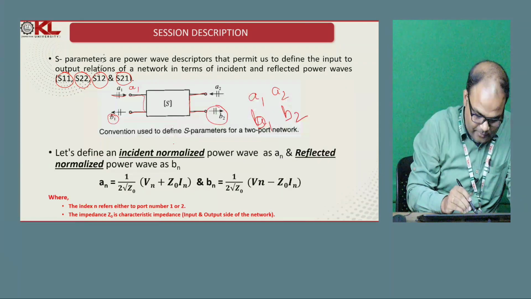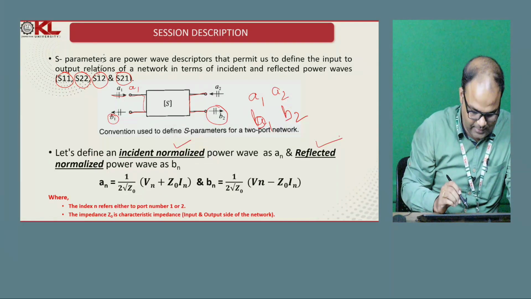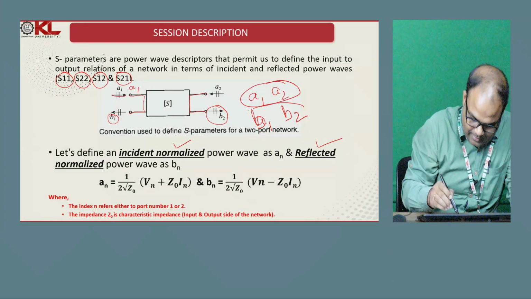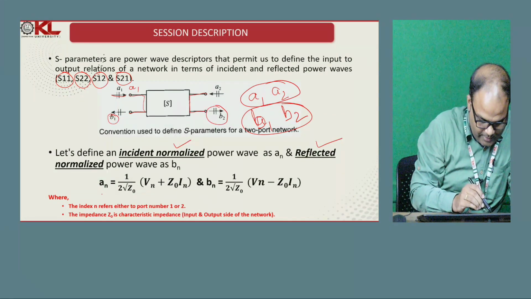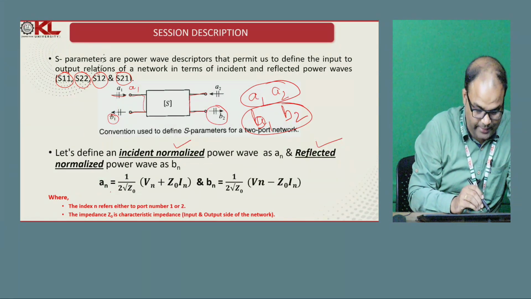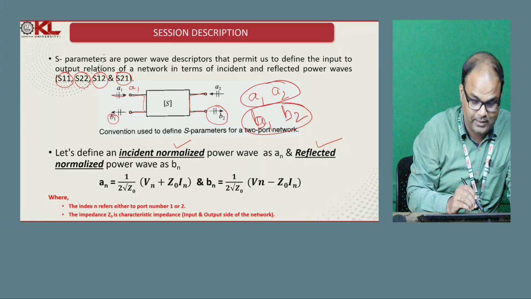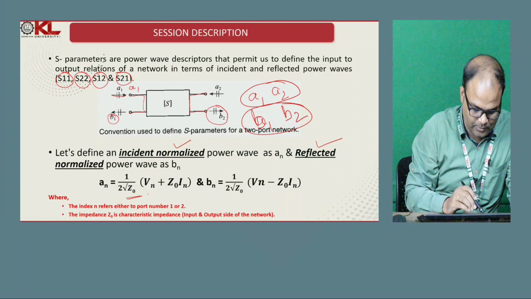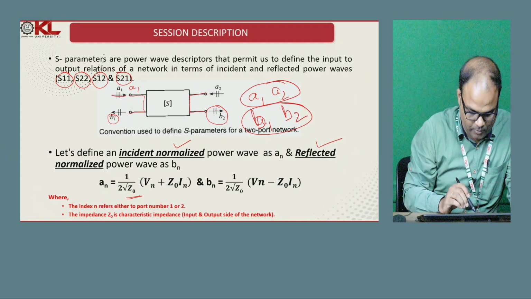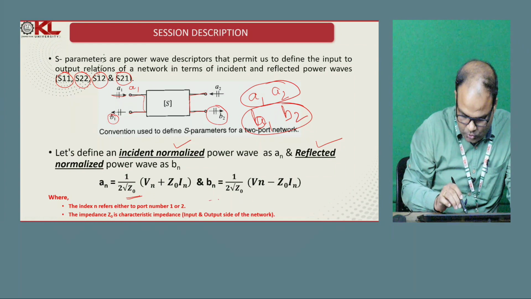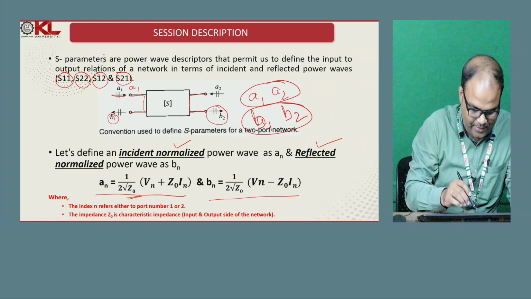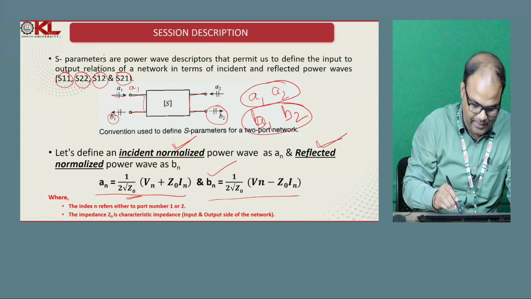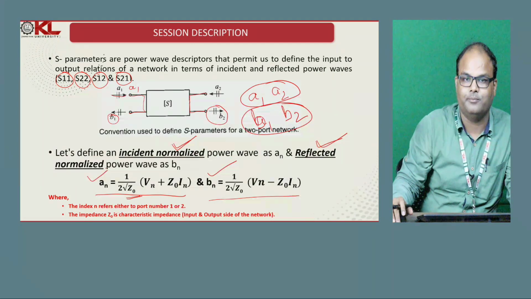If you are thinking about incident normalized and reflected normalized waves, the incident normalized are these two and the reflected normalized are these two. Then the power wave equation is an equal to 1 by 2 root Z0 times (Vn plus Z0 In), where Z0 is your characteristic impedance and Vn is the voltage, n being either port number 1 or 2. These two are the equations to find the incident normalized power wave or the reflected one. This one is reflected, and this one is the incident one.